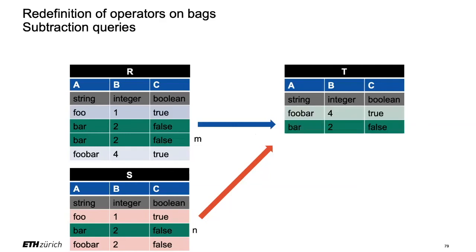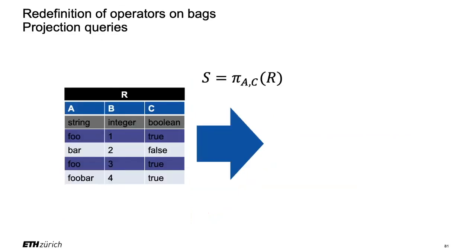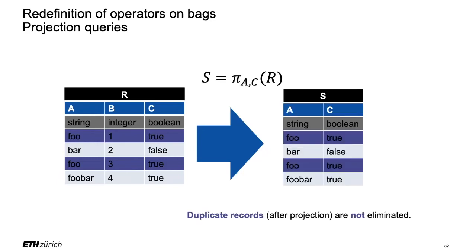All right, subtraction, projection. So redefining projection is actually straightforward. You just remove all the columns that are not in the projection, so A and C, but the difference with the set semantics is that here we don't eliminate duplicates. Remember that when we had the set of maps, we had to eliminate duplicates after projecting. So here the only difference is we don't.